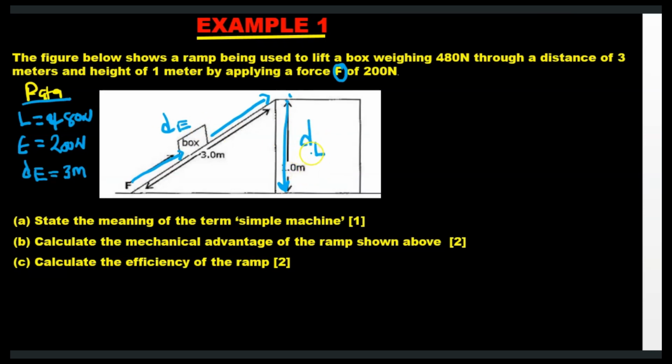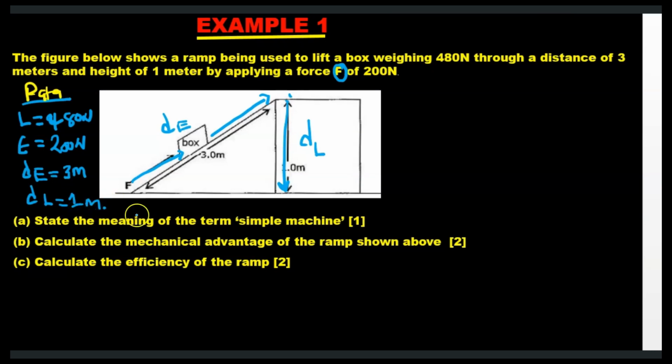I think this is something that you need to take note of. If you're asked which one is the distance moved by load and which one is the distance moved by effort, or maybe in a question you want to collect the information and you are looking for the distance moved by load or the distance moved by effort, it's very important to take note that this slant distance here is the distance moved by effort, and this distance here is the distance moved by load. Okay, so we have the distance moved by load, which is 1 meter.